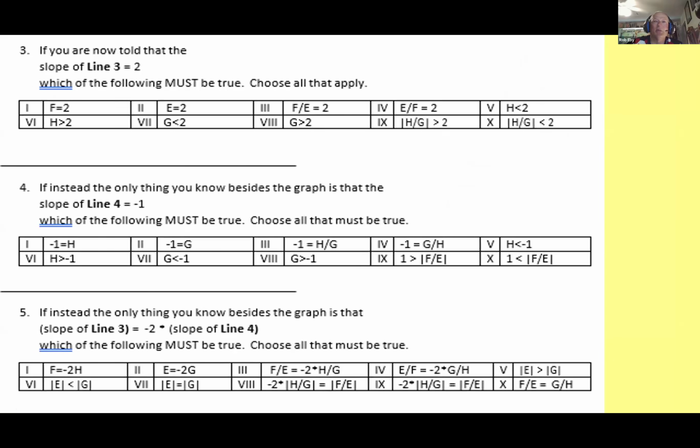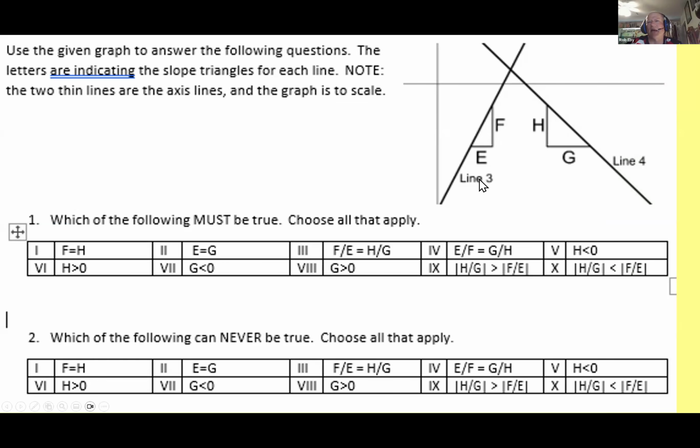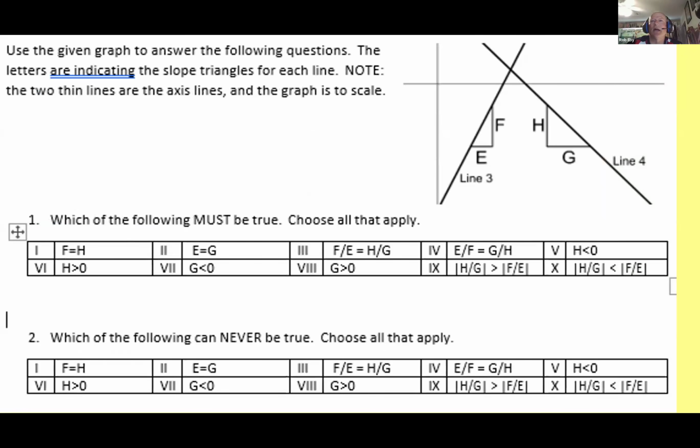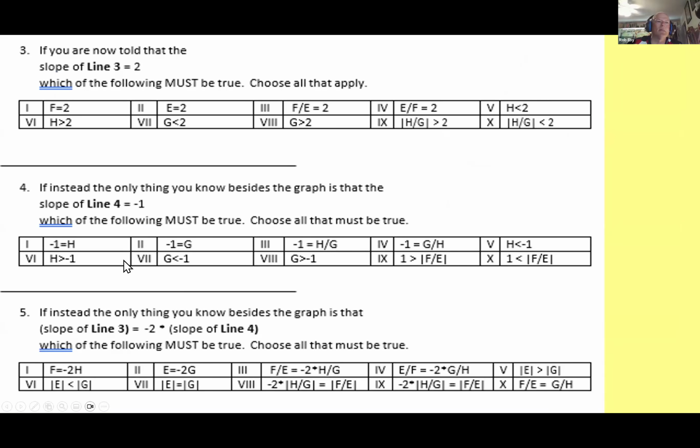And it's the same picture, lines 3 and 4, because the other set of questions on the Google Drive has all four lines running around. Then it asks, if I knew that the slope of line 3 was exactly 2, what does that change? Now I know that F over E has to be a certain ratio, et cetera. Or if I knew that line 3's slope was only -2 times the slope of line 4, does that give me any information I can use to narrow down some of this?